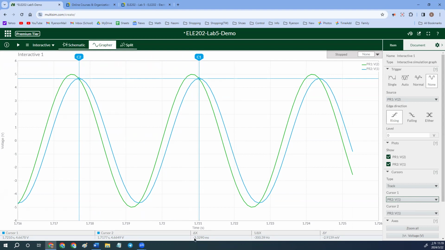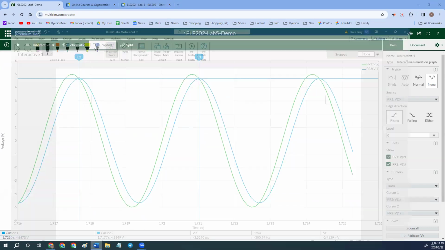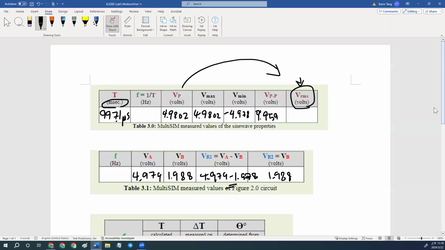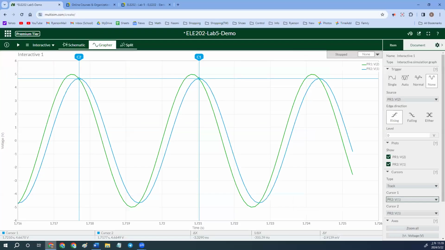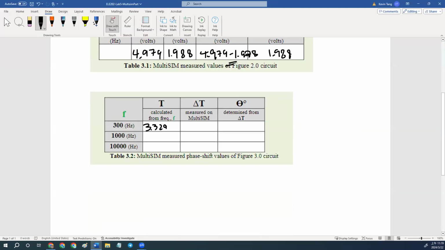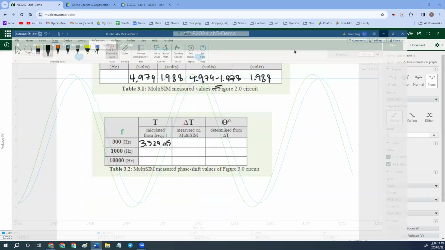So the period is minus 3.329 just because I have C1 on the right, so there's a negative. The actual value is 3.332 now. Okay, so 3.329, I'm going to write it here. So now let's go to here. So it's going to be 3.329. The unit is very important. Let's look at the unit, it is ms. So don't forget your unit.